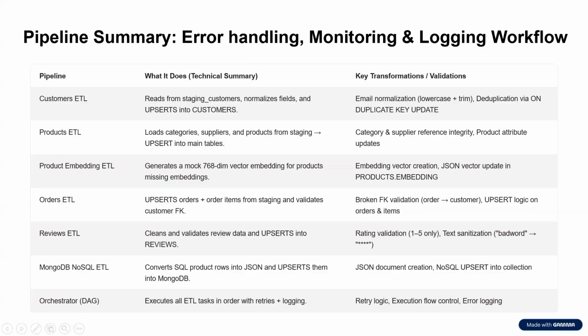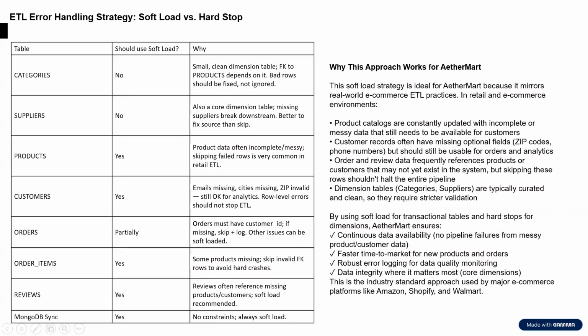Then we have the major pipeline, the orchestrator pipeline, that is our main file, which executes all these ETL tasks in order. Plus, it retries and then logs data. So if something fails, it retries the same task, and then at the end it logs whatever the status was.